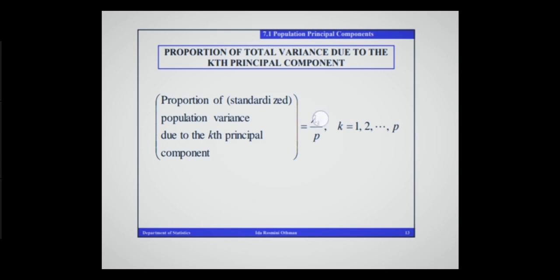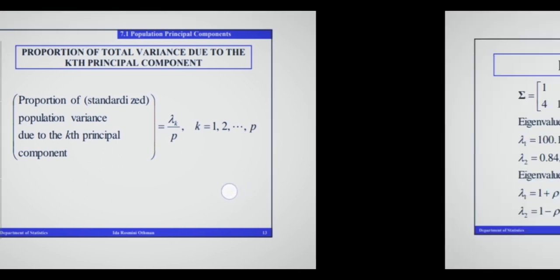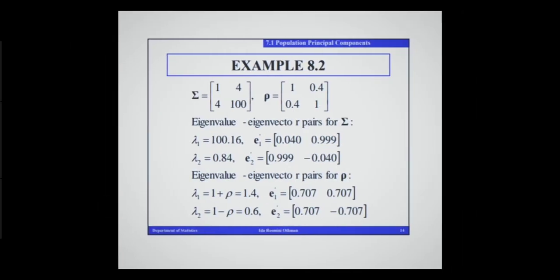It will be lambda 1 divided by the summation of lambda, or equal to p is also okay. Okay, it is the same, when you total up all the lambda, you will actually get p. Okay, it is also the same as the total of the variance actually. Okay, let's see the example. Okay, this example is in your textbook, page 437, example 8.2.